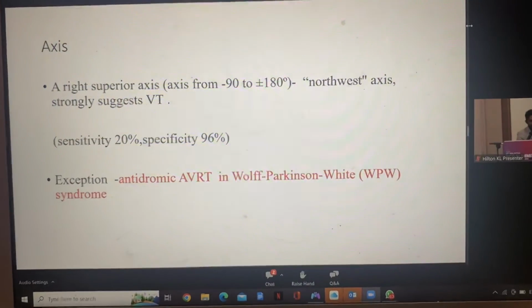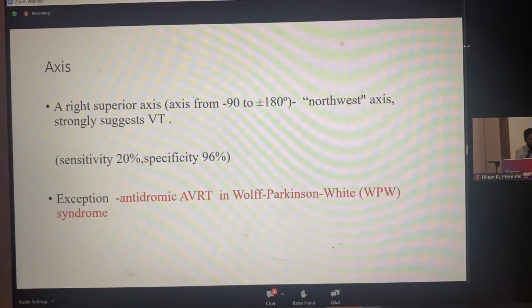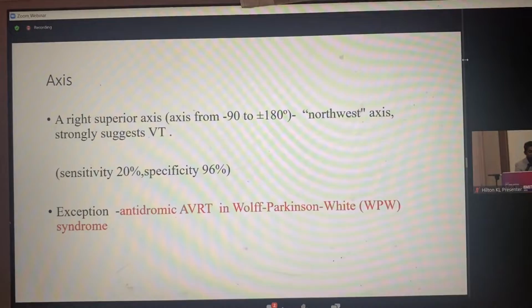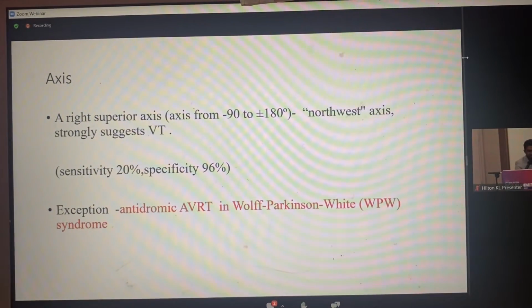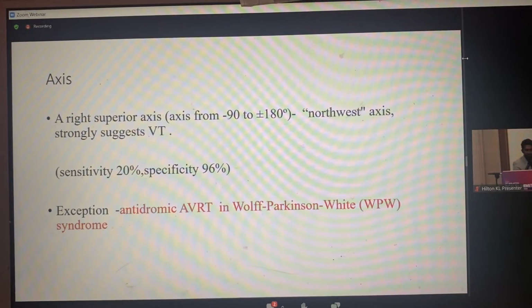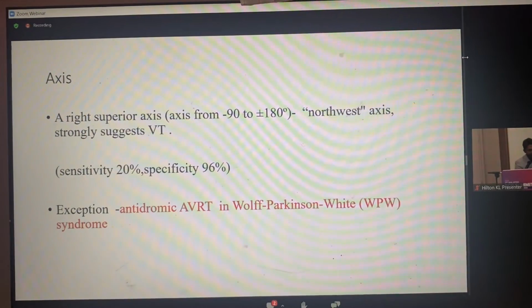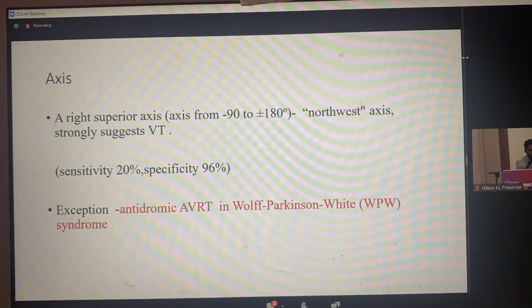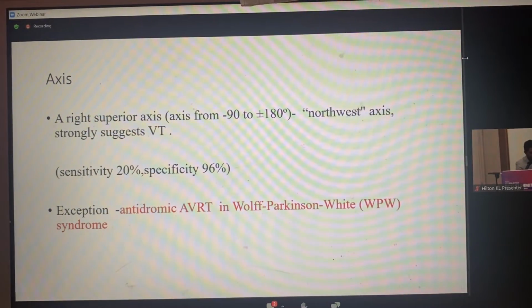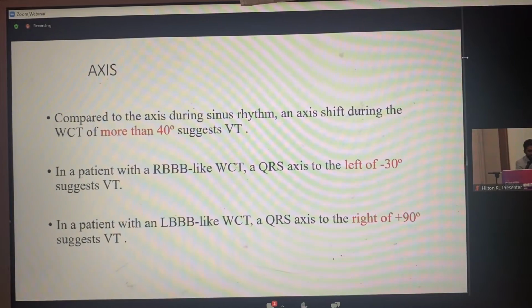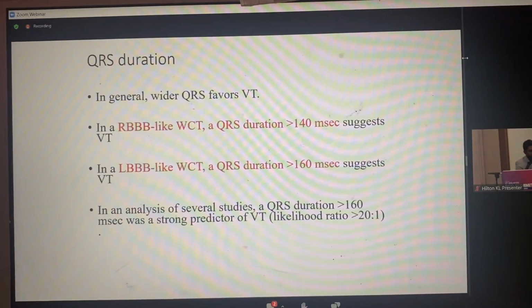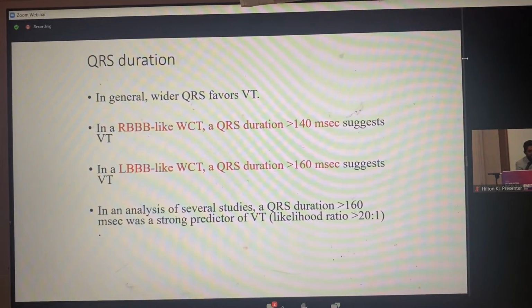Next is axis. A right superior axis from negative 90 to plus or minus 180, a northwest axis, strongly suggests VT. Later I will show a slide. What do I mean by this? There is an exception in antidromic AVRT in Wolff-Parkinson-White syndrome. So this is some of the axes. Later I'll show a proper slide. So in general, wider QRS favors VT.